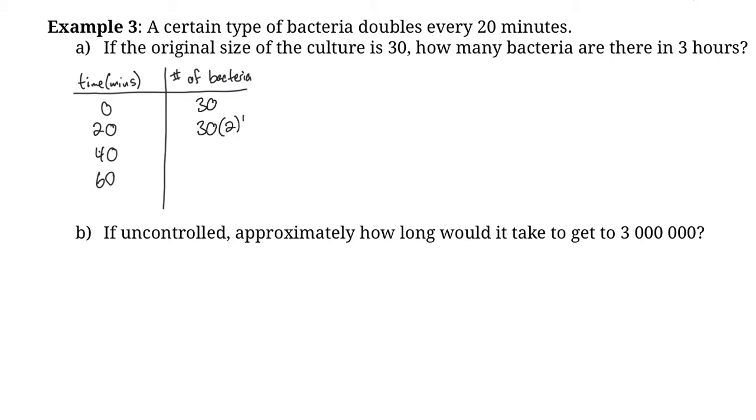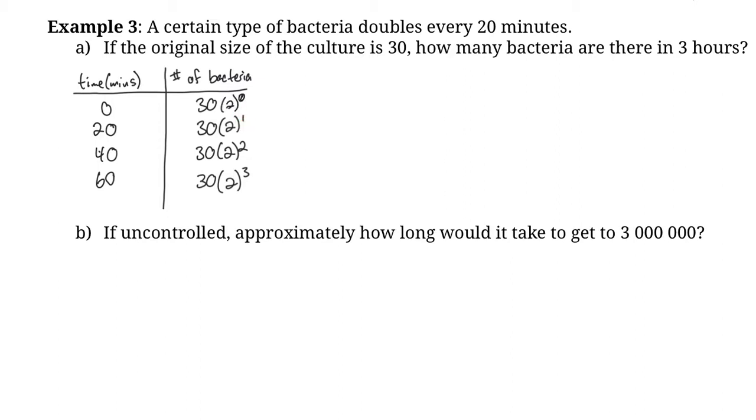2 only once. And then in 40 minutes, we're going to take that 30, multiply it by 2 twice. And then in 60 minutes, we're taking that 30, multiplying it by 2 3 times. So this one's a little different because if you notice that our independent variable, our x values, they don't match our exponents as they have in the past when we've done a table of values. So we need to find out a relationship between these independent variables and our exponent. And our original would also just be 2 to the power of 0.